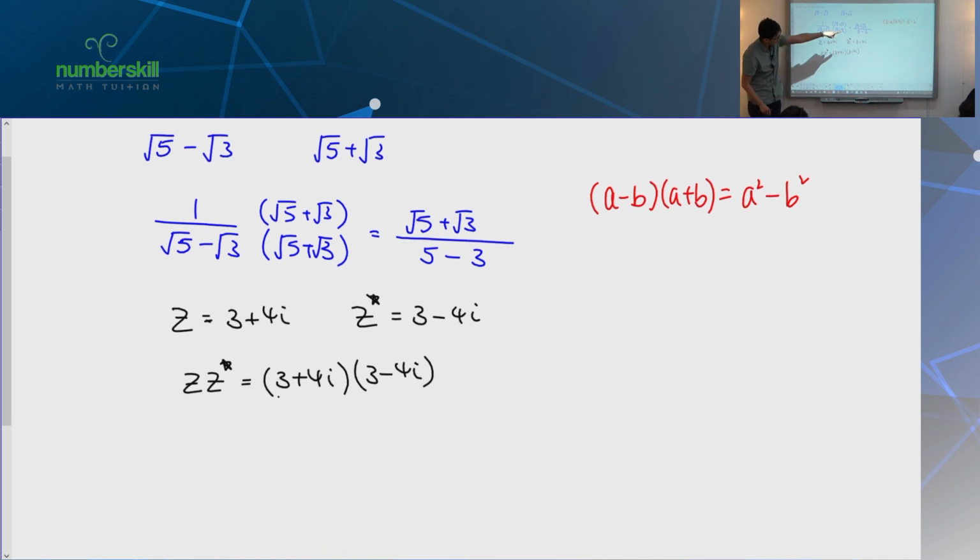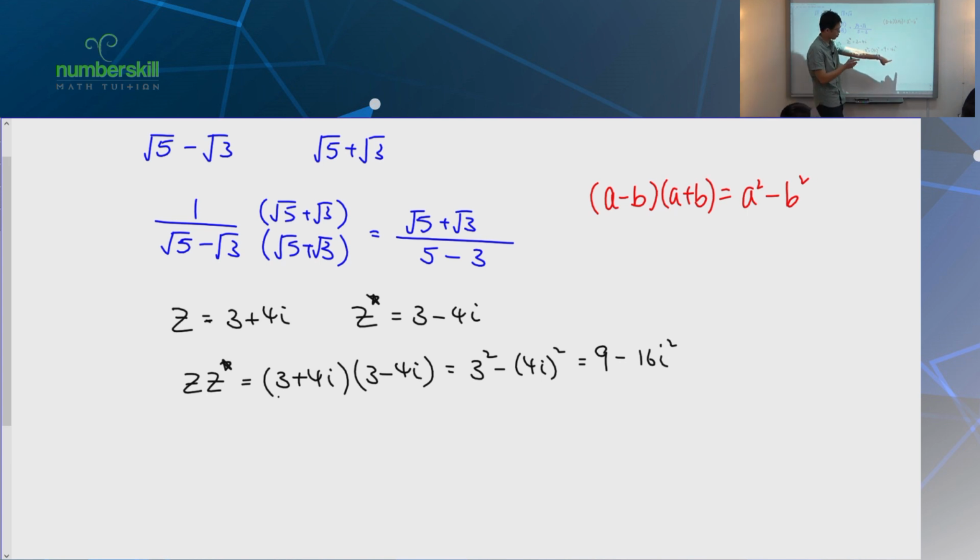Well, of course, it's based on that formula that we have known since we were young: a plus b times a minus b. So the answer must still be the same: 3 squared, which is the a squared, minus the b squared. But the special thing happens here: we have 9 minus 16i squared. We understand i squared is a number, because i is the square root of minus 1, so i squared must be minus 1. So it becomes plus 16, and this whole thing becomes 25.